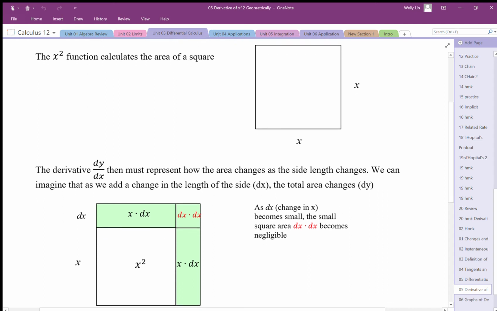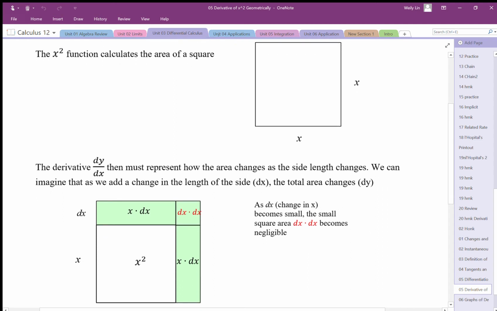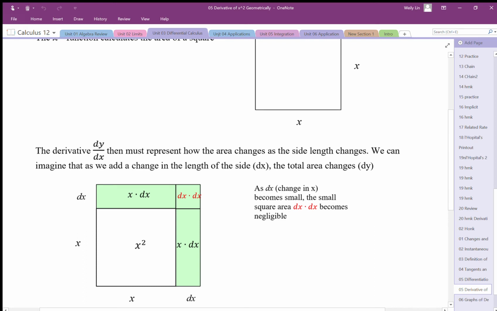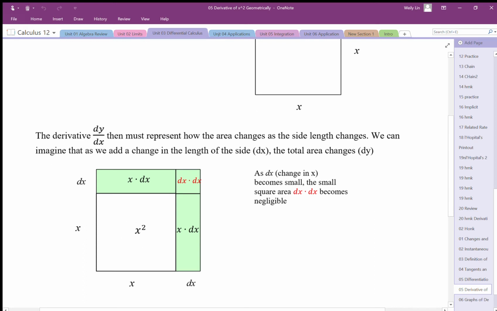Well, dy by dx then, if y is x squared, dy by dx means the change in the area as we change the length x. Okay, so dy by dx is a change in area over the change in length x. So as we change the side length x, here the white area represents the original x squared, what we're starting with, and here's my side length x, and the change in x must be then an increase in length along this length and width.